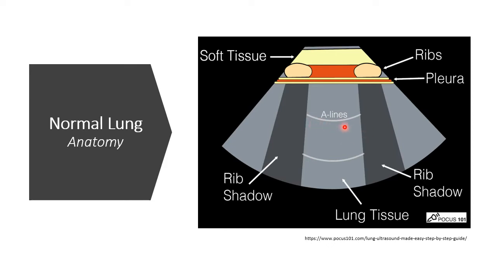This is one type of artifact that they denote here, which are called A-lines. And then also you're going to see the shadows of the ribs because ultrasound cannot penetrate through bone. Behind the rib, you're going to see a dark shadow on each side.